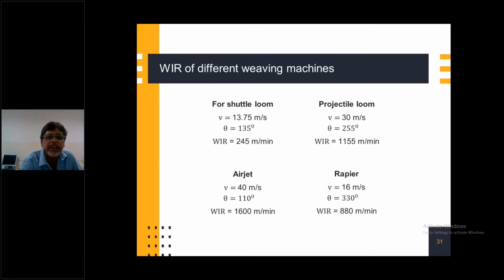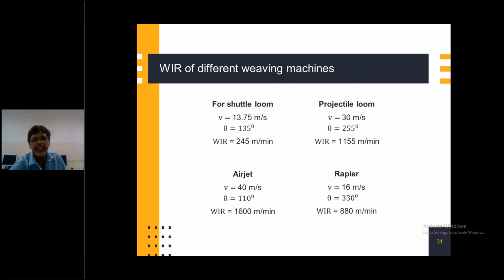For a certain loom, the maximum speed is 13.75 meters per second, and theta is 135 degrees. With these variables, the insertion rate is 245 meters per minute. For the projectile, the weft speed is around 30 meters per second, and theta is around 255 degrees, so the weft insertion rate is around 1150 to 1200 meters per minute.